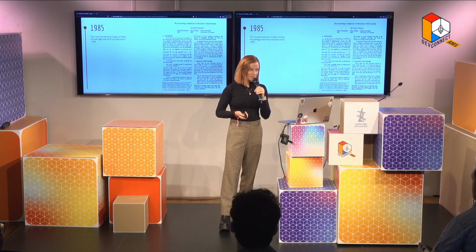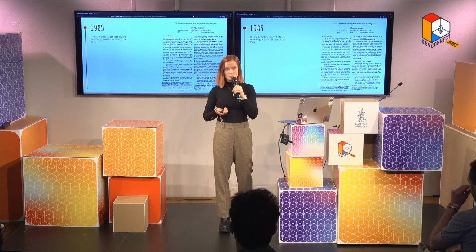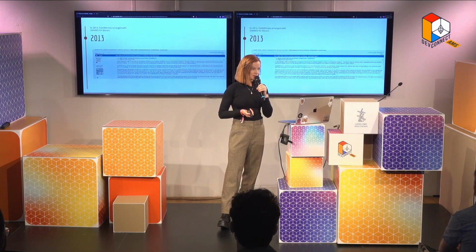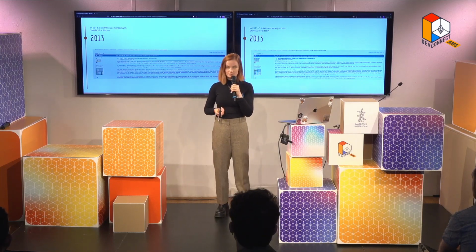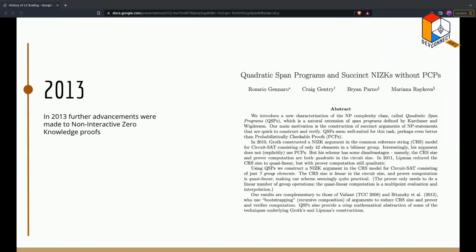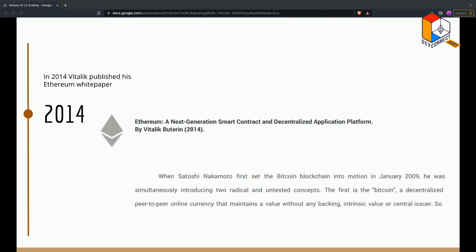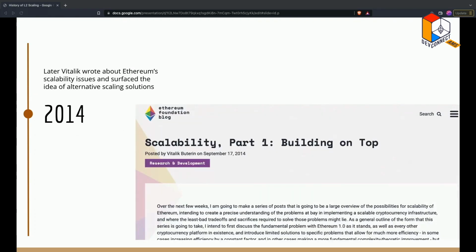In 1985, this mathematical concept of zero-knowledge proof was first introduced. And then in 2013, Coin Witness emerged with snarks for Bitcoin. Later that year, a significant advancement to non-interactive ZK proofs was made. Note here that it will be important for us to distinguish between interactive and non-interactive proofs as this presentation goes on. Then in 2014, the Ethereum white paper was published. Later that year, Vitalik wrote about Ethereum scalability issues and surfaced the idea of alternative scaling solutions.